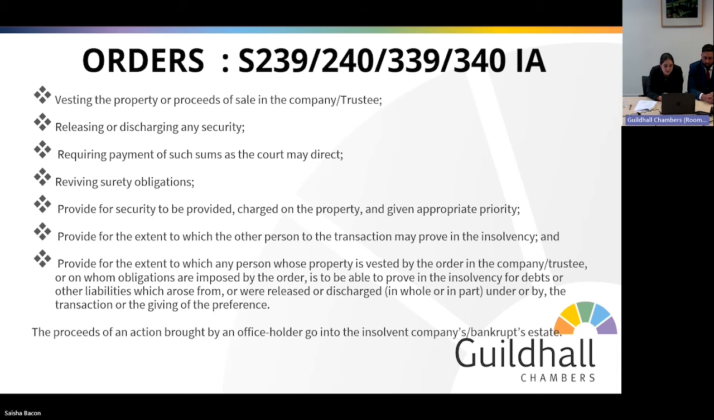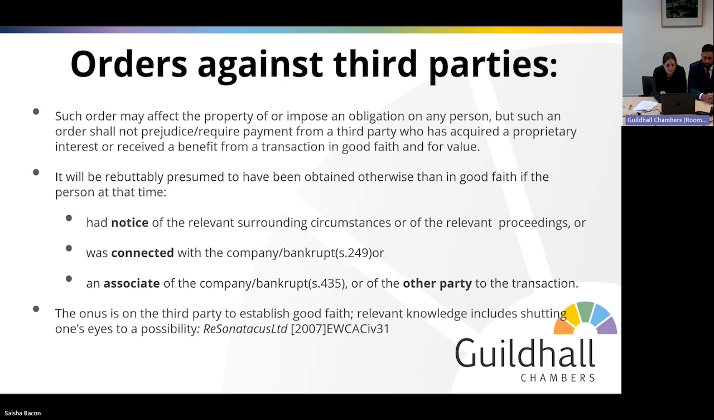The proceeds of any action under these sections will essentially go into the insolvent company's estate or the bankrupt's estate to then be realised for creditors as a whole. As I said, the court's powers are wide-ranging, and there can be orders made against third parties.